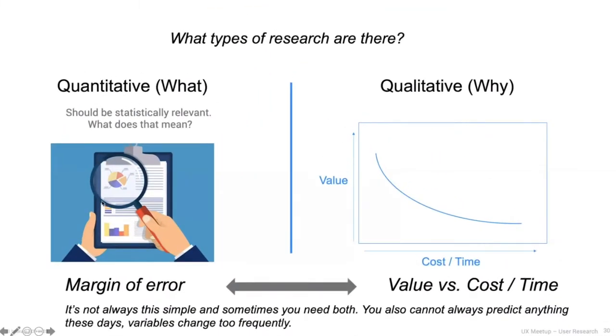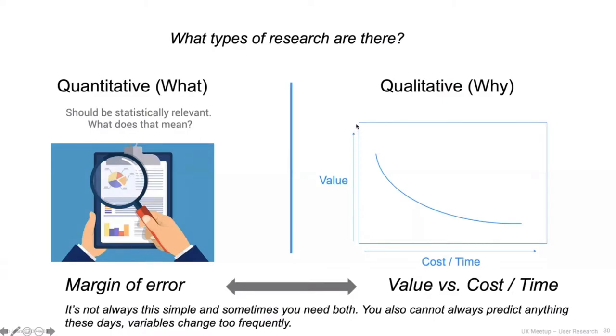Whereas, once again, you can do quantitative without doing the big numbers, but you need to treat it as more dipstick. Then we've got qualitative. And qualitative is, once again, you don't need large numbers for qualitative, but you still need to evaluate what the size of the sample that you need is.